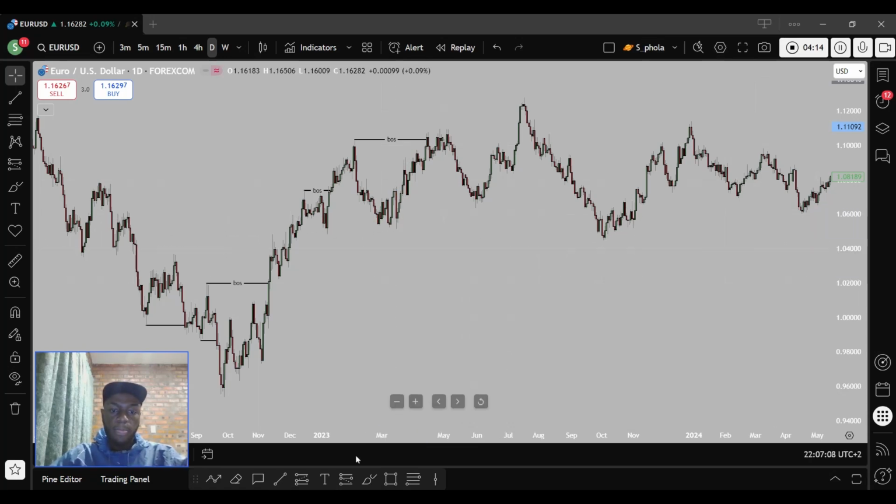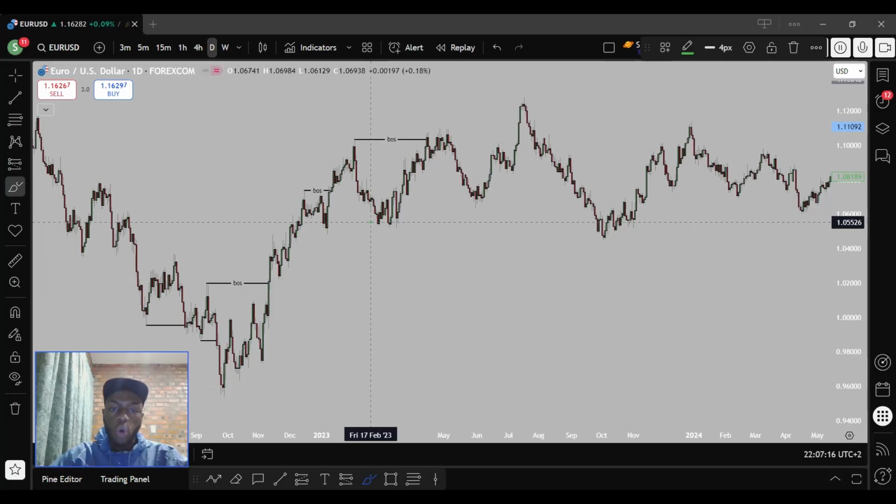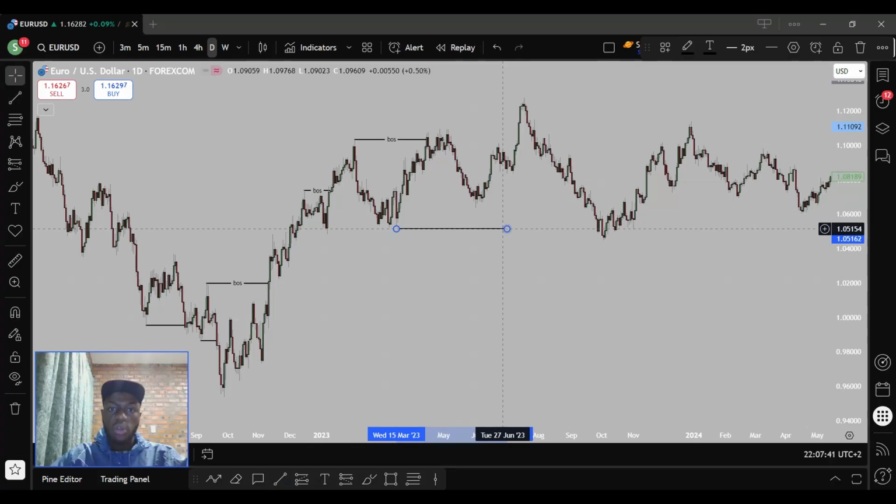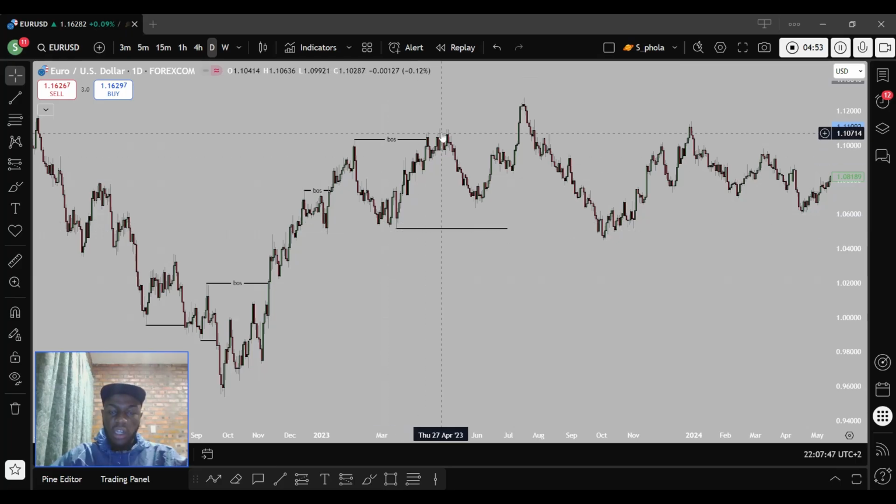So in that case, where is our higher low? Our higher low is the lowest point which led to the break of that high. You understand? So where is our lowest point which led to the break of that high? This is the lowest point which led to the break of this high. You understand? So cool.